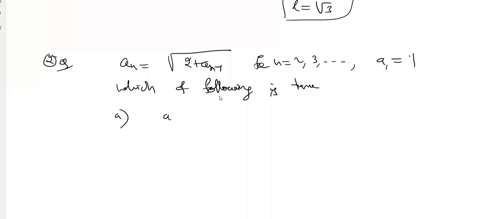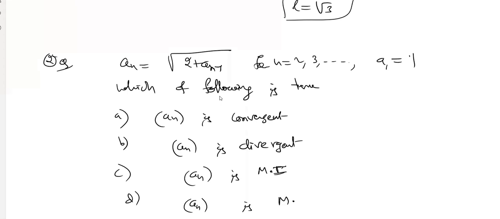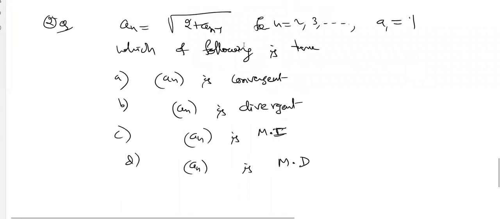So first one, a_n is convergent. Second one, a_n is divergent. Third one, a_n is a monotone increasing sequence. Fourth one, a_n is a monotonically decreasing sequence, right? So this is my sequence.